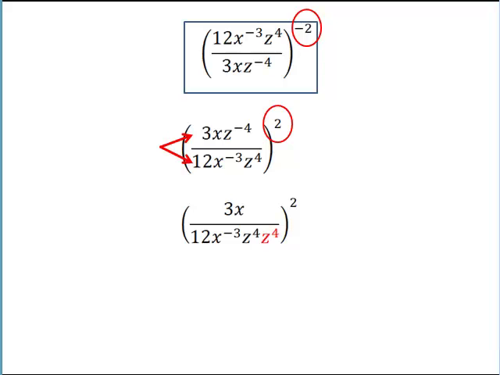Next, we will take the x to the -3 in the denominator and move it up to the numerator as an x to the +3. Notice we have eliminated all our negative exponents. So now we can continue to simplify.